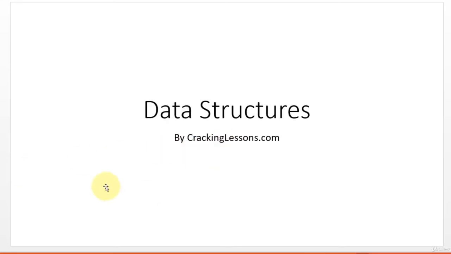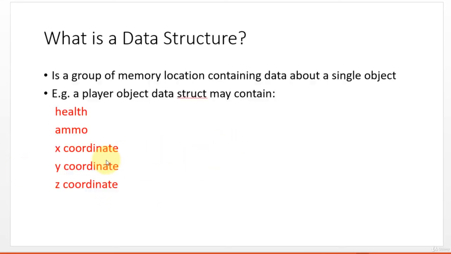Next we will talk about data structures. So what is a data structure? A data structure is a group of memory locations containing data about a single object, and sometimes we call it entities. So objects and entities mean the same thing.